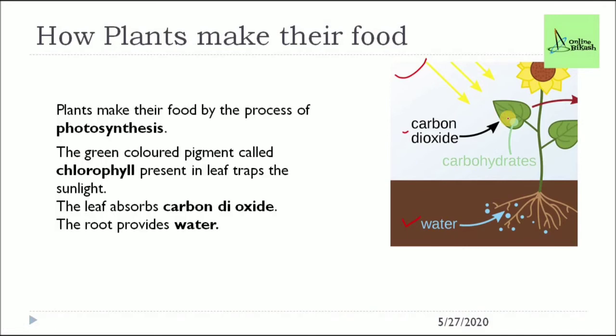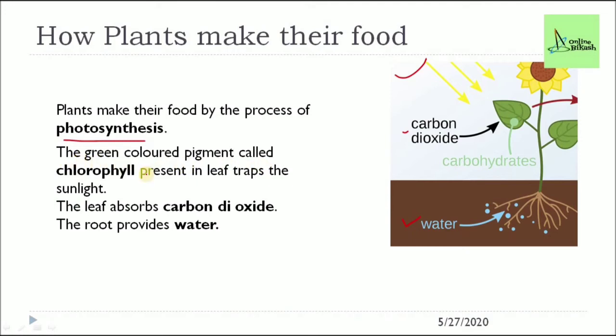they will produce food. So let us try to understand this. Plants make their food by the process of photosynthesis. How do plants make their food? With the help of the process of photosynthesis. So in the photosynthesis process, what happens actually? The green colored pigment: first of all, let us understand what chlorophyll is.